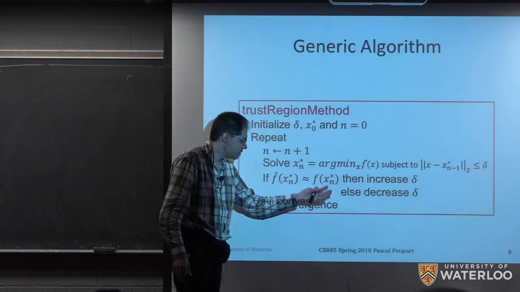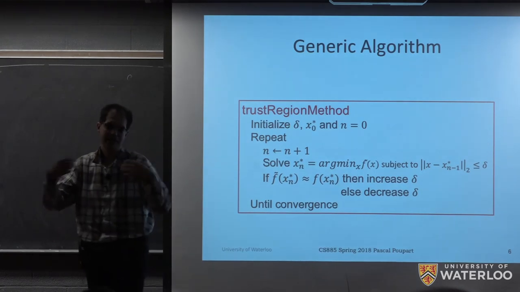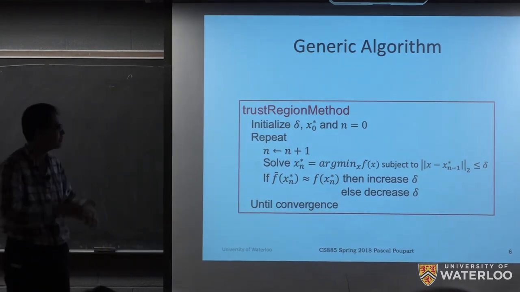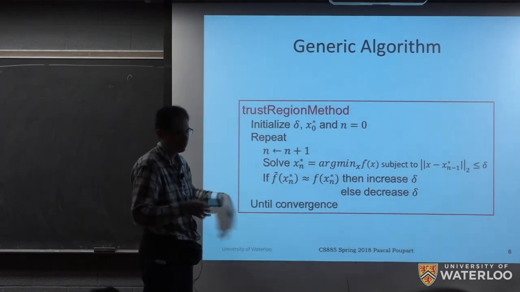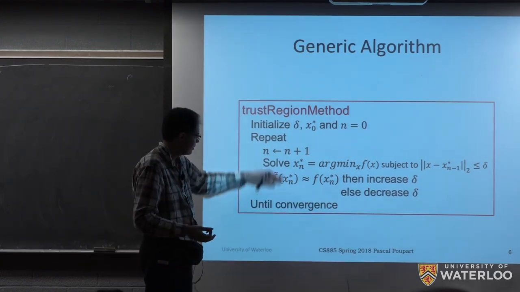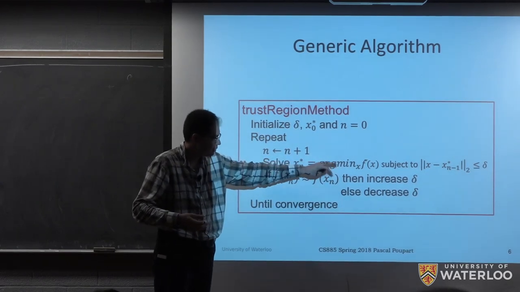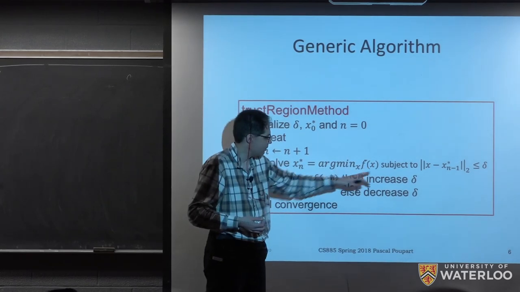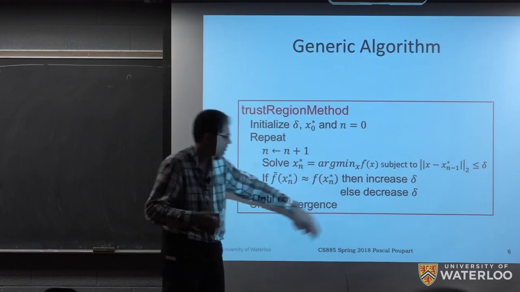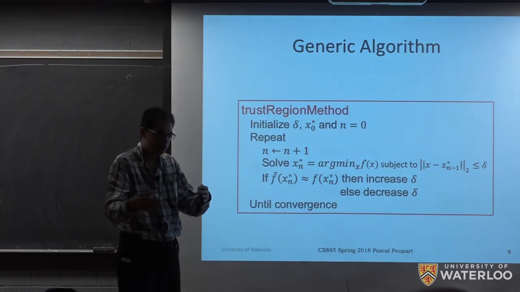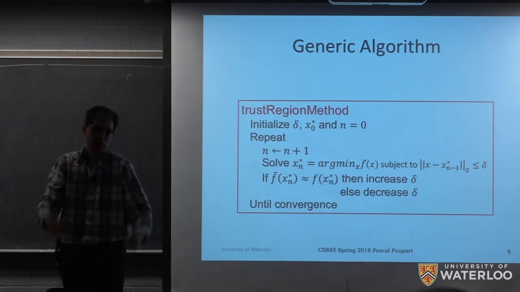So here, the precise techniques for increasing and decreasing delta, there's a whole literature about this, and that's not the point of this course, but at least here you should understand at a high level how trust region methods work. So it's this general idea where you alternate between solving a trust region subproblem with our approximation, often just a quadratic approximation, and then after this, you simply adjust the region size, and then you repeat like this until convergence.